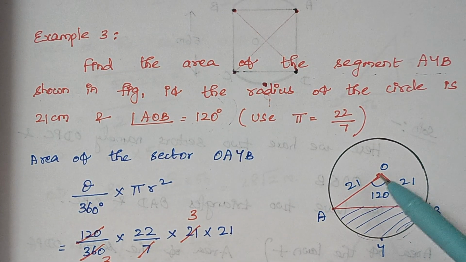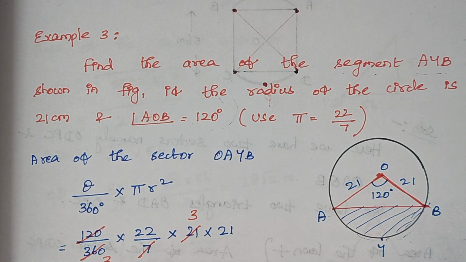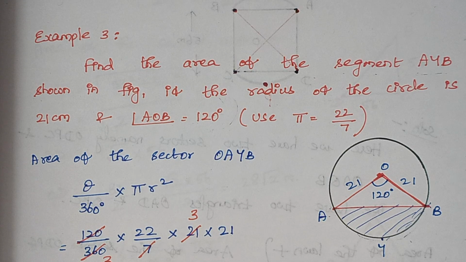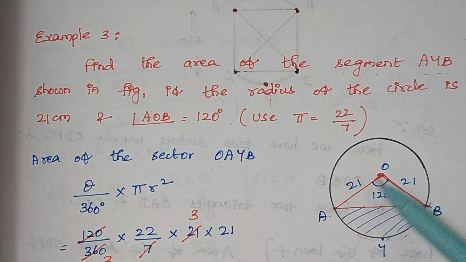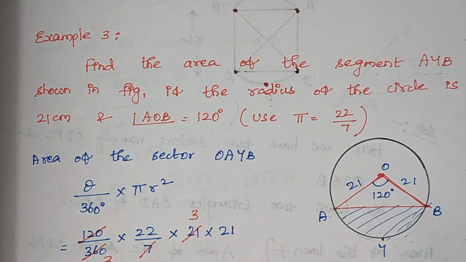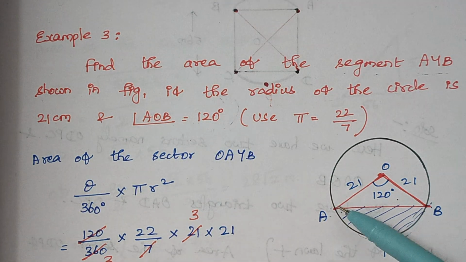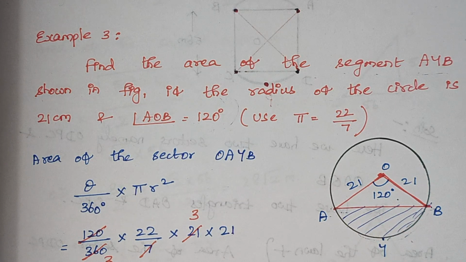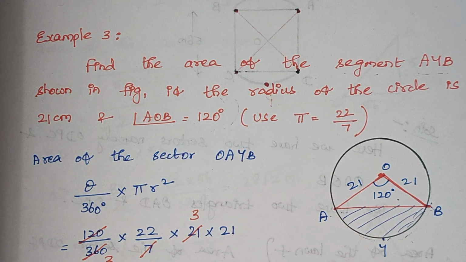So the thing is, you have to find the area of the sector OAYB, and then you have to find the area of the triangle OAB. When you subtract the area of the triangle from the area of the sector, we will be left with this part. So first we start with finding the area of the sector.